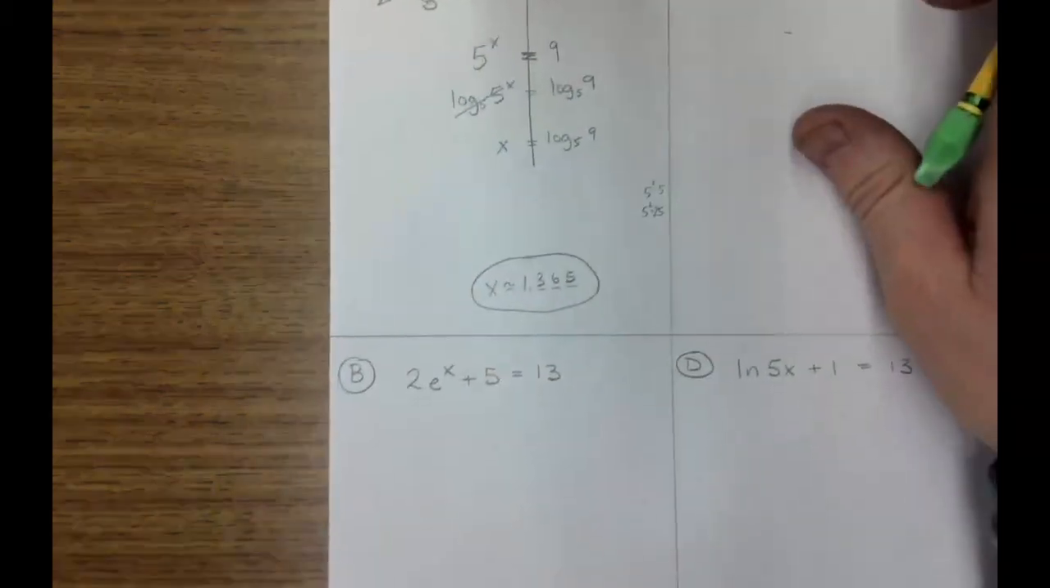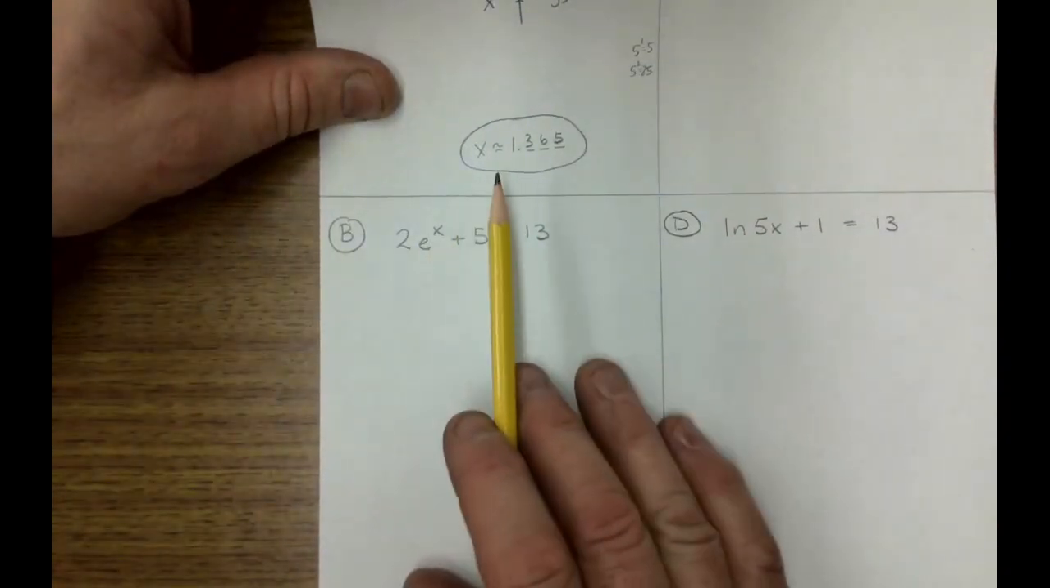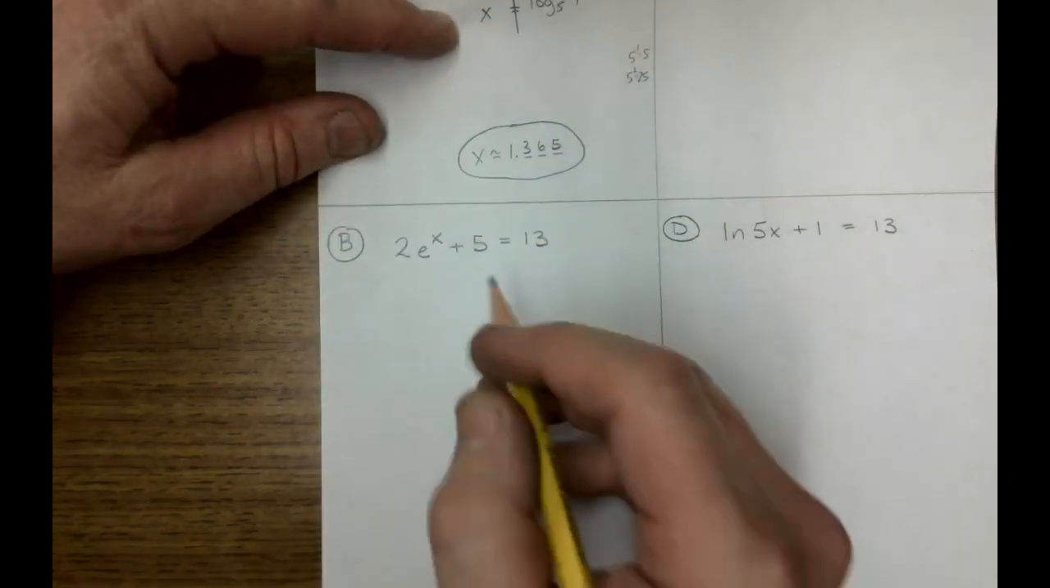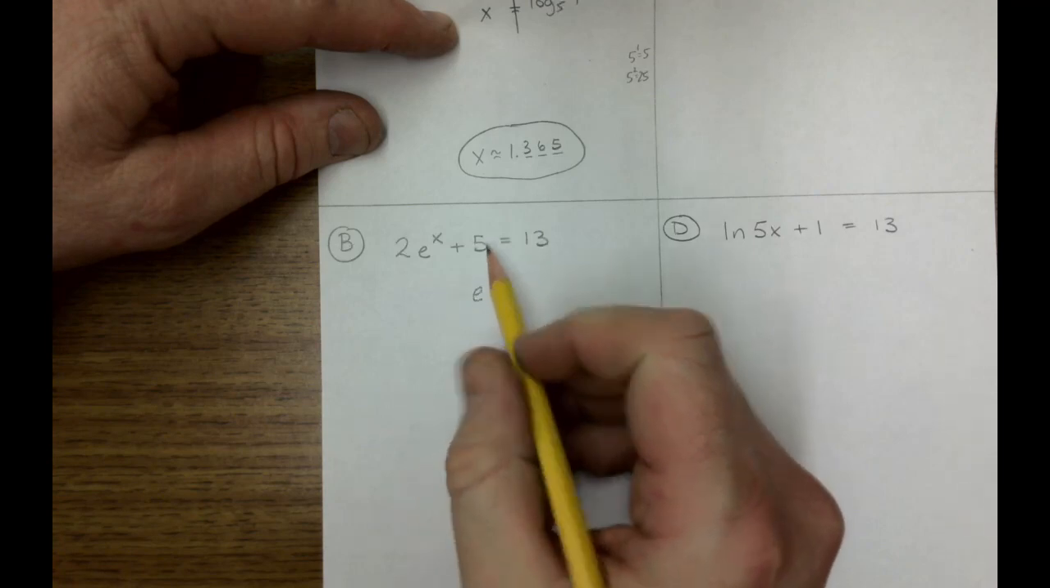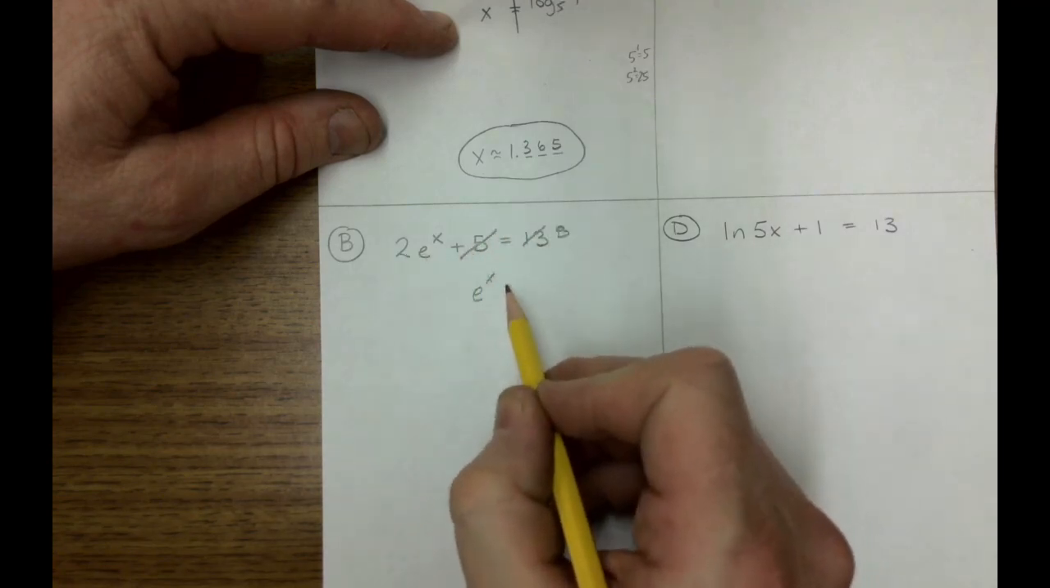All right, letter B. Again, where are we at here? We're at an exponent problem that we're going to make a log problem so it's easier to solve. Let me do 2 steps. Let's see here. Let's subtract this 5 over, that's 8, divided by 2 over, that's 4.